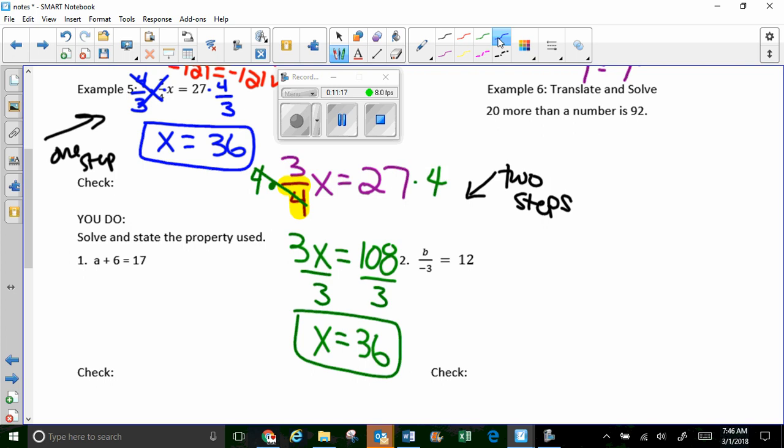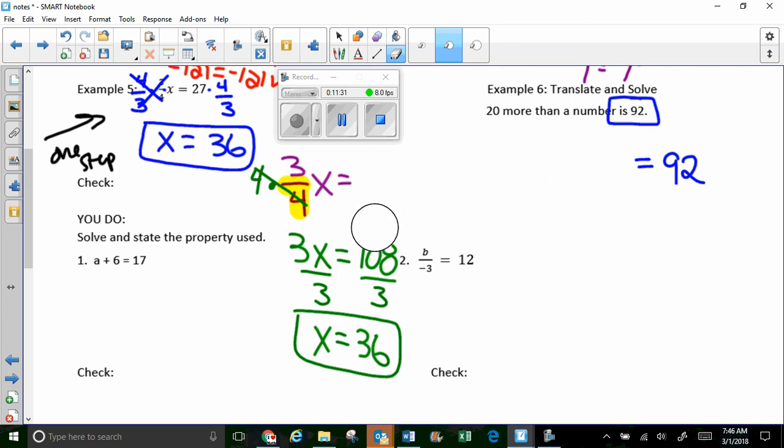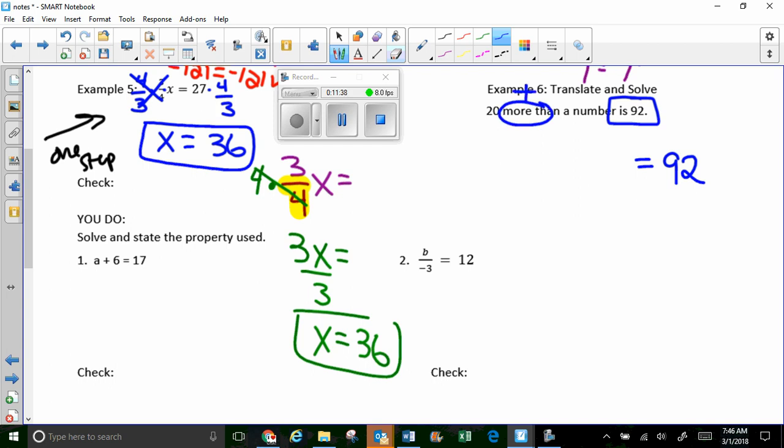It says to translate and solve. So 20 more than a number is 92. I like to take care of this part first, because I know is equals, so it's going to be equal to 92. All right, so 20 more than. More than, I know, is going to be plus. And it's kind of like less than in that it's written after your number. So it says 20 more than a number, I'm going to use x as my number, and then 20 more than that would be x plus 20.